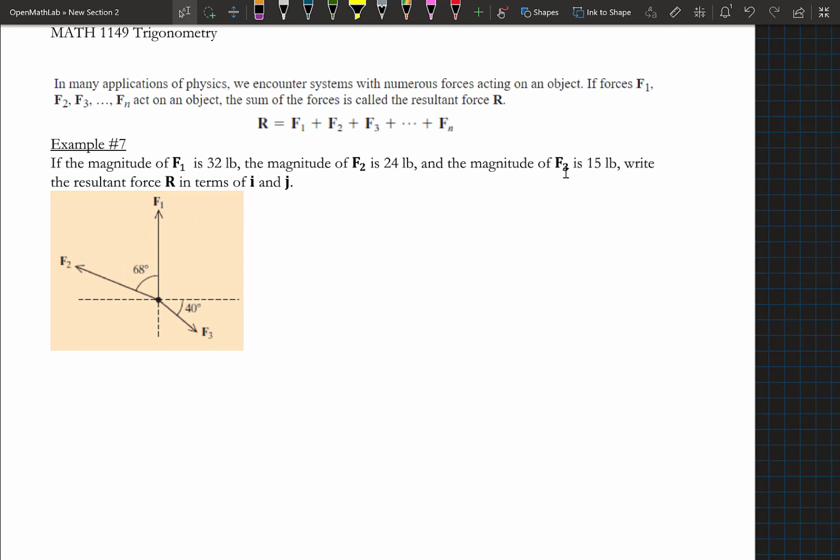All right, so now we're going to look at some more applications from physics.